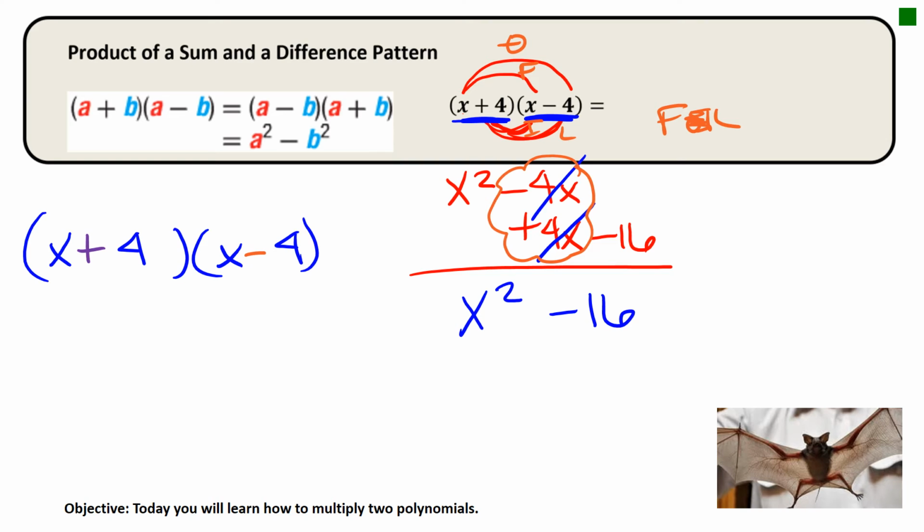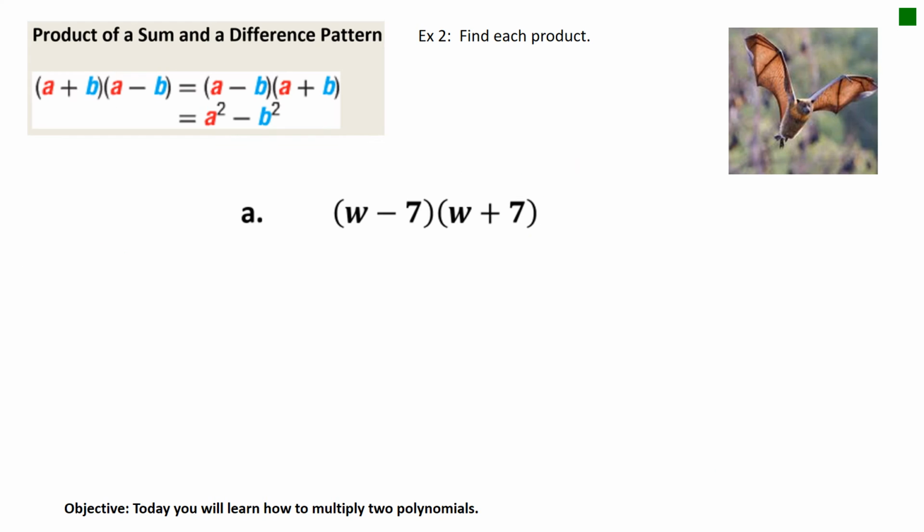Now, what happens if you don't see the pattern? Then just do it. They'll cancel. You'll get it right. Okay, so we're going to try that. Now, if you don't see the pattern, W times W is W squared. W times 7 is positive 7W.